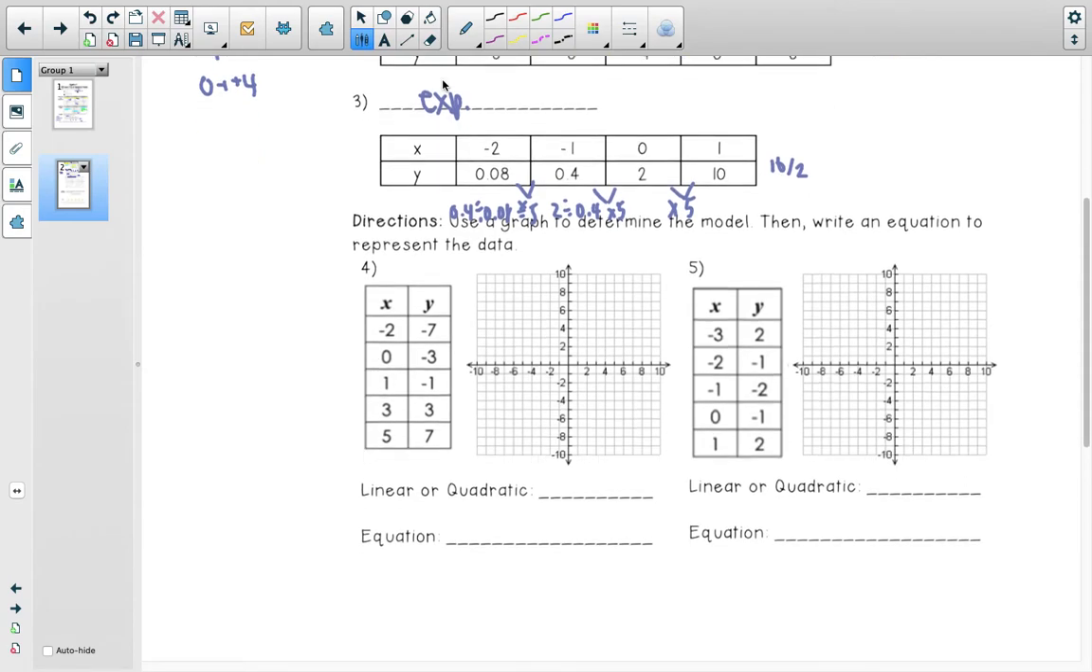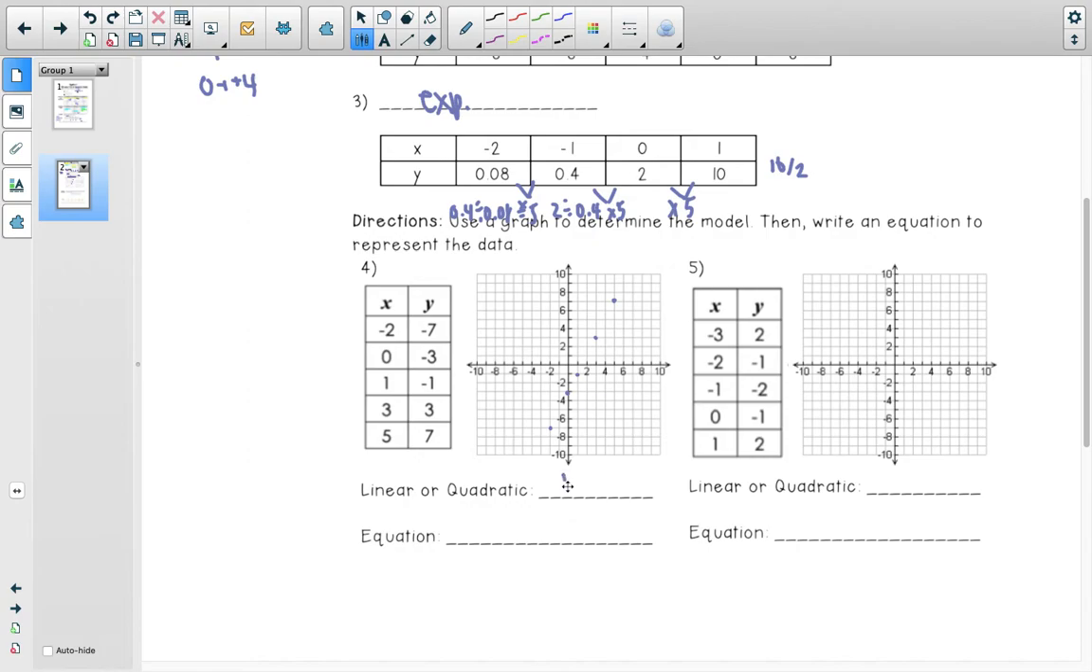So I'm going to graph -2, -7. I'm going to graph 0, -3, and 1, -1, 3, 3, and 5, 7. Okay. This should automatically say, okay, this is definitely a linear graph, right? Okay, I'm not going to cover that up quite yet because I want you to see these points. The question is how do you come up with the equation?